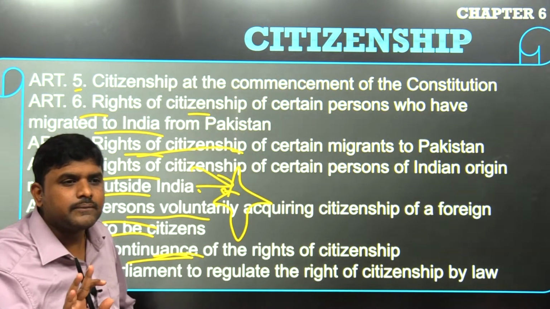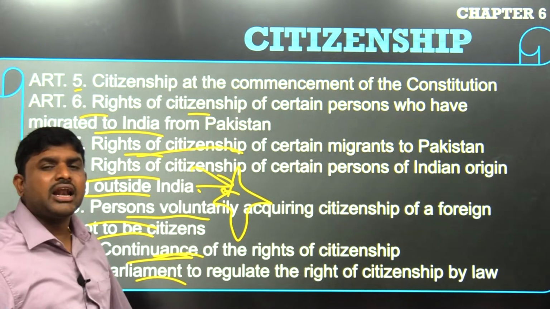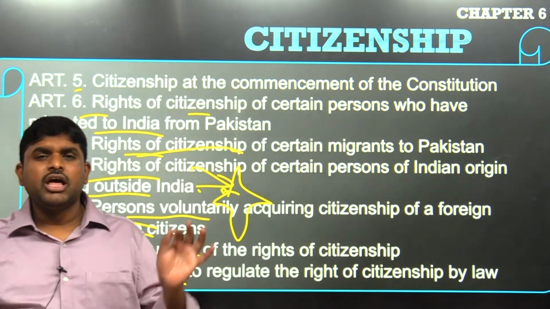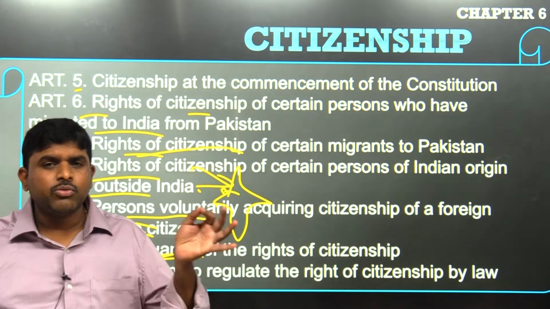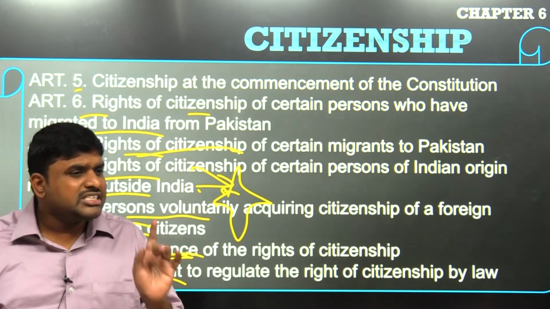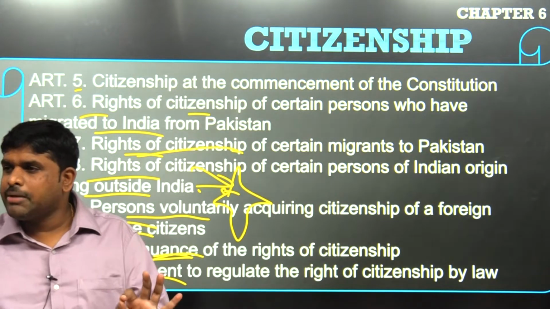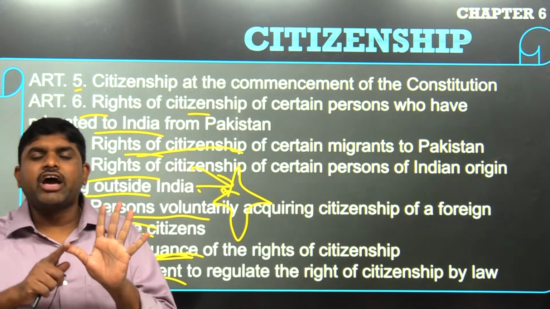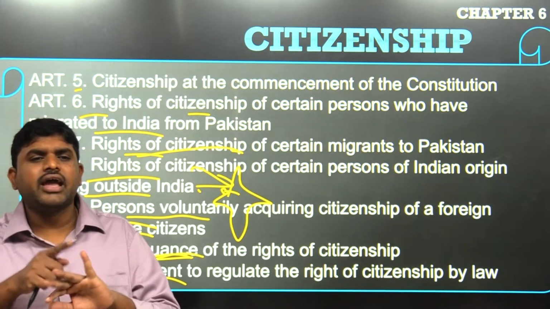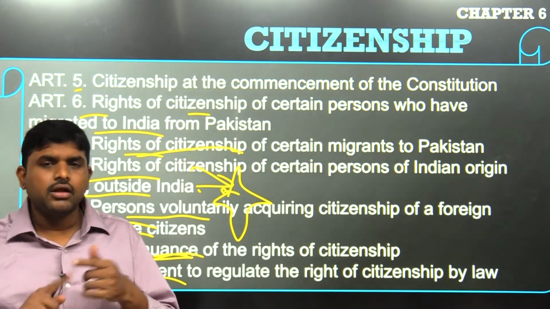Article 10. Article 11: Parliament to regulate the right of citizenship. Whether you get citizenship or whether your citizenship will be removed is decided by whom? Parliament. So Articles 5, 6, 7, 8, 9, 10, 11.